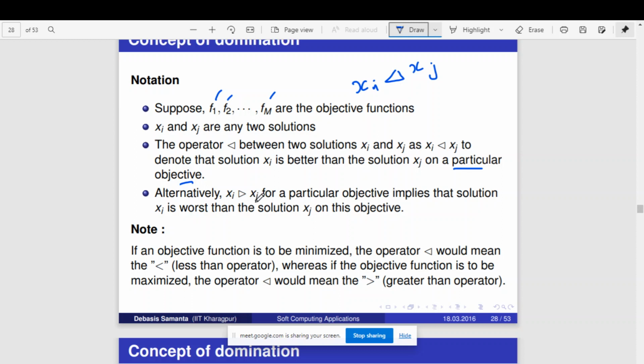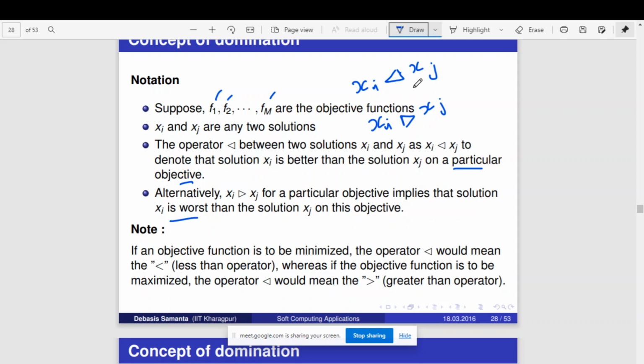Alternatively, when you write this triangle like this, it means that xi is better than xj. If you write it like this, then it means that xi is worse than xj, which means that xj is better than xi. Okay. Now what is this symbol? This symbol can be either minimization or maximization.